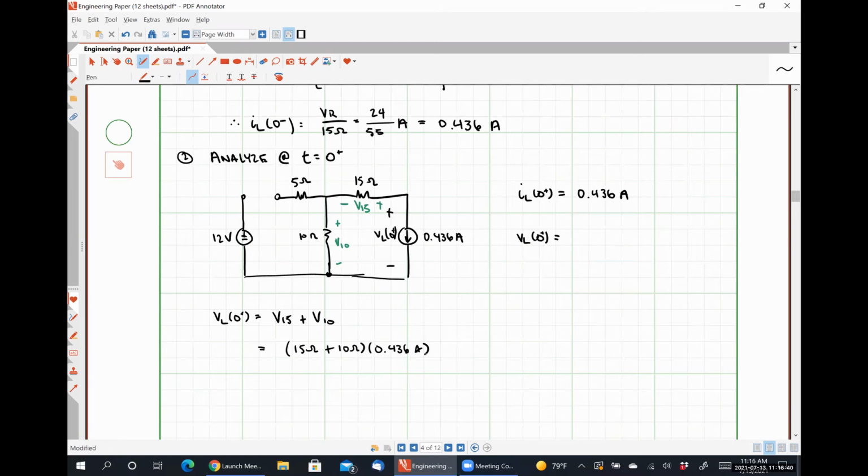The only thing that I have to take into account here is that that current is going to flow into the negative polarity terminal. It's negative. Yep. And so now let's do that math. So effectively, I multiply my previous answer by a factor of negative 25, and I get an inductor voltage of negative 10.909 volts.